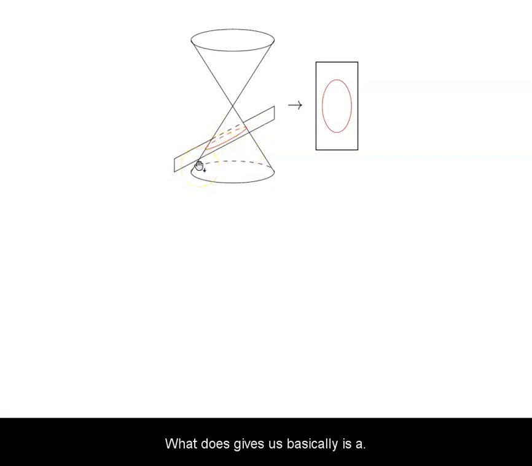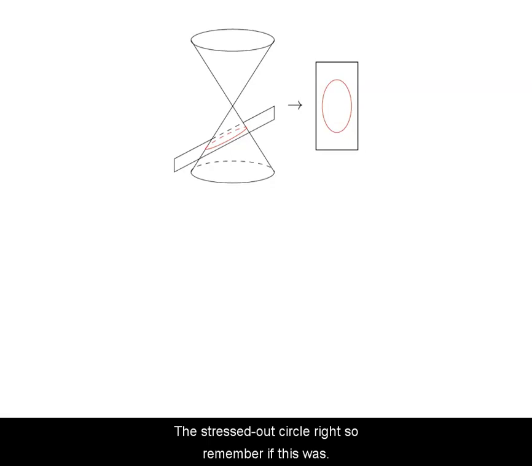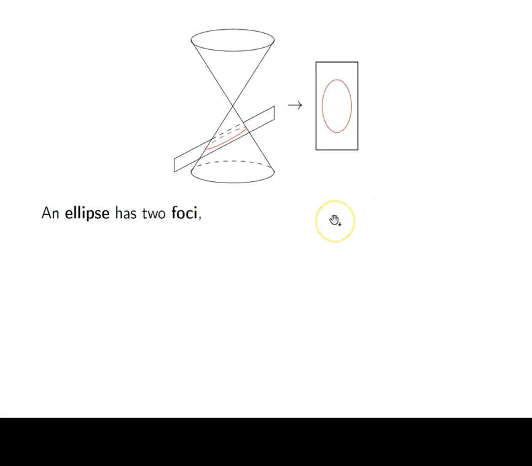Okay, so what this gives us basically is a stretched out circle, right? So remember, if this was parallel to the base, then we would have a nice perfect circle, but since it's not parallel to the base, it's an elongated circle, I guess is what we can call it, which is an ellipse, right? So we talked about a focus in the last section when we were talking about a parabola.